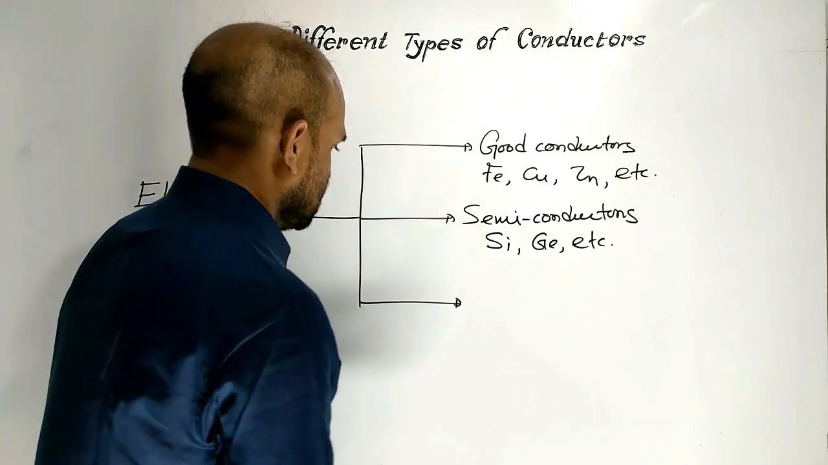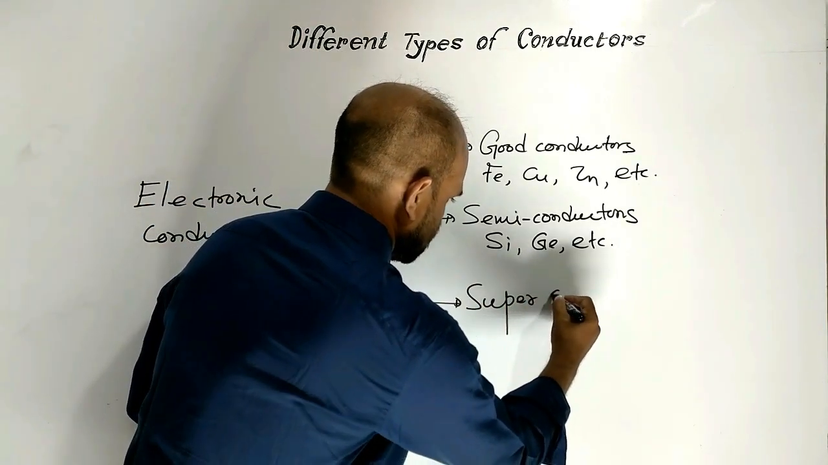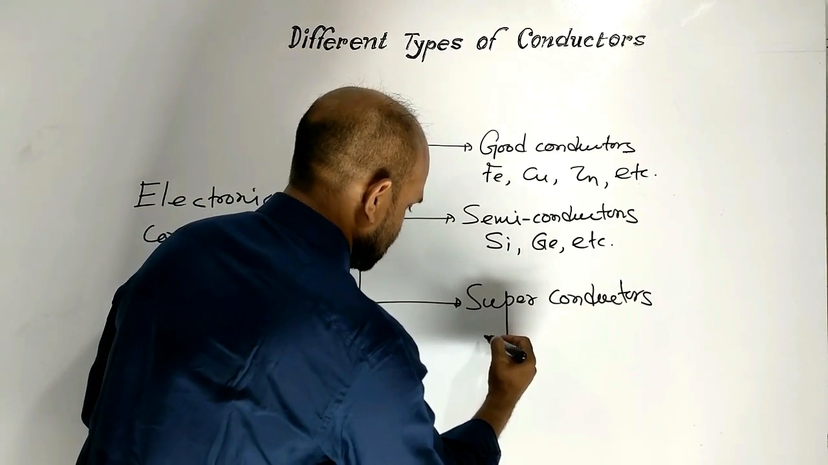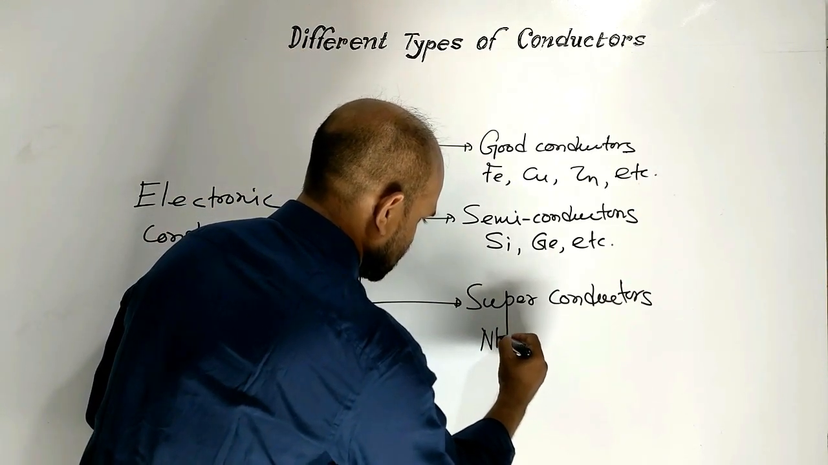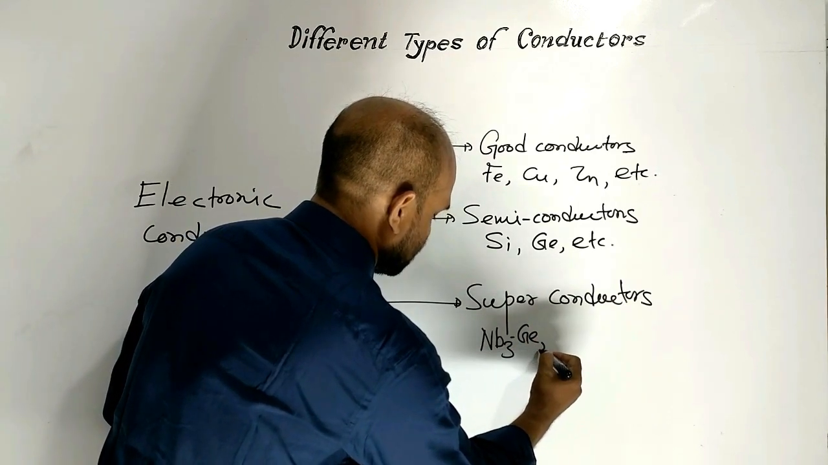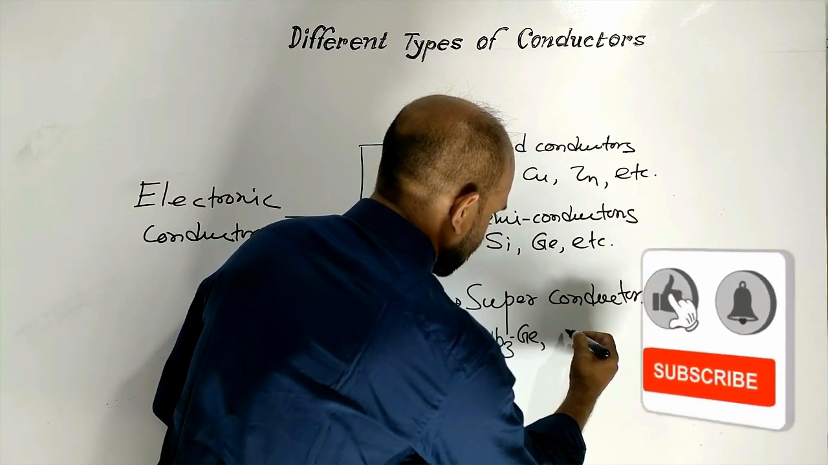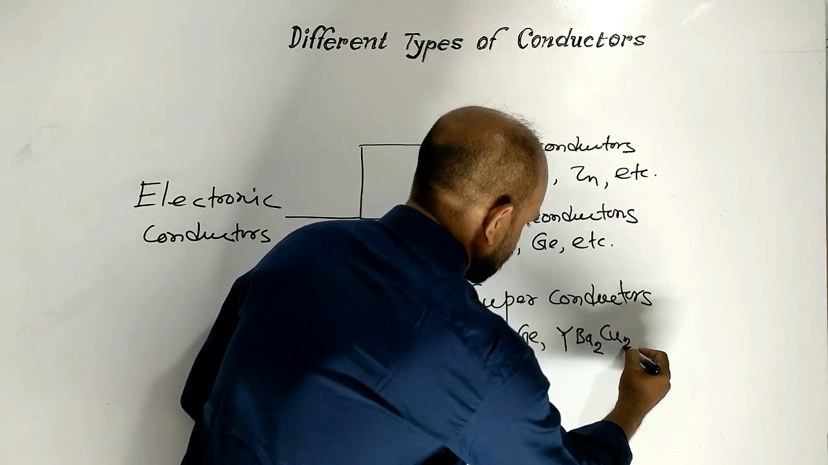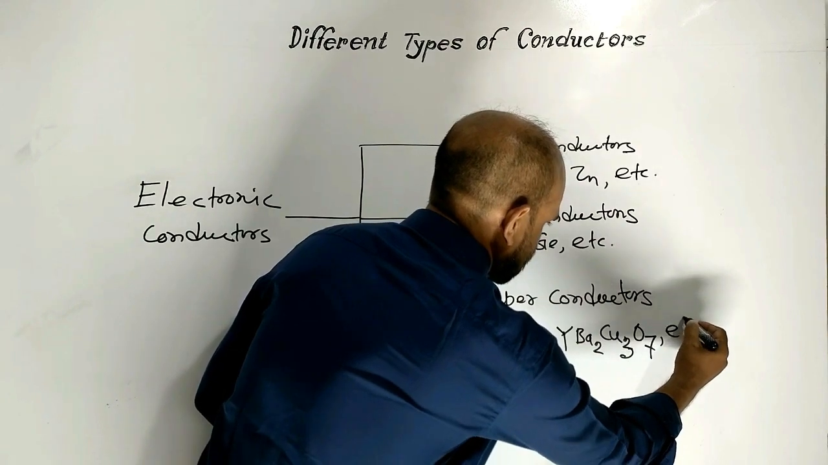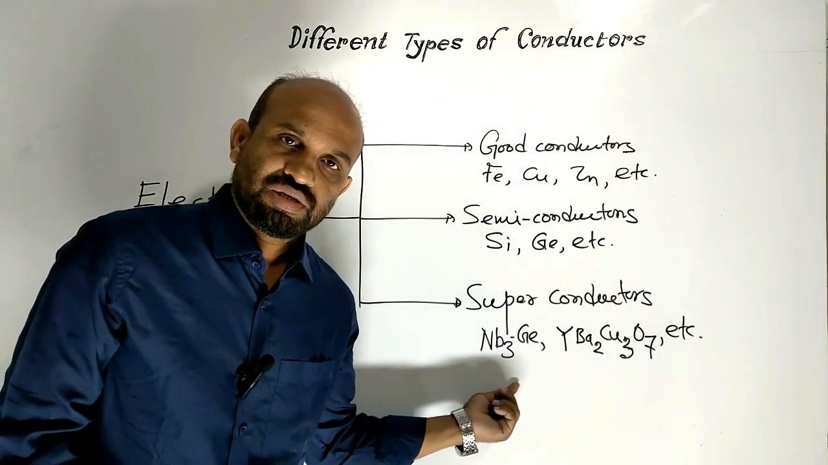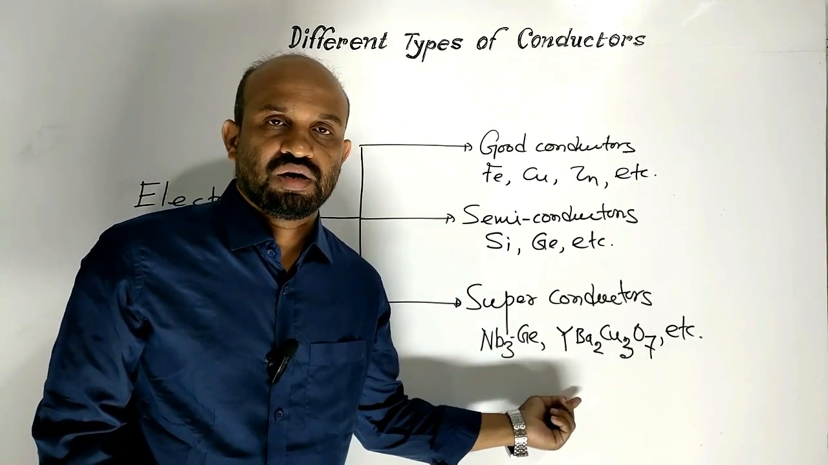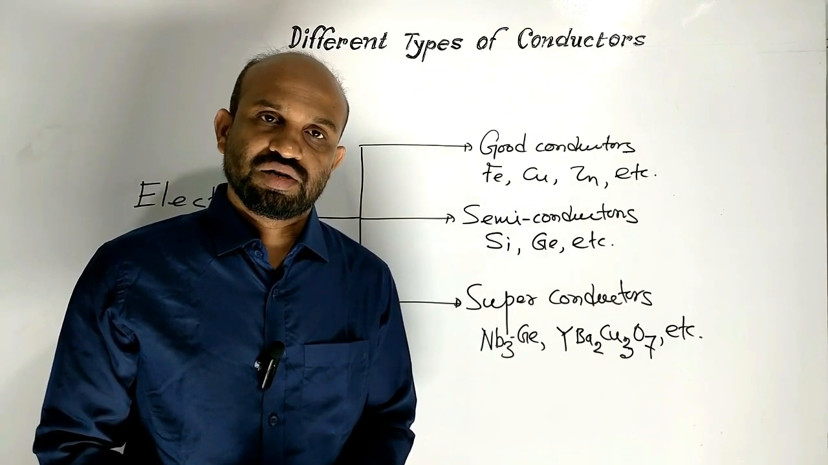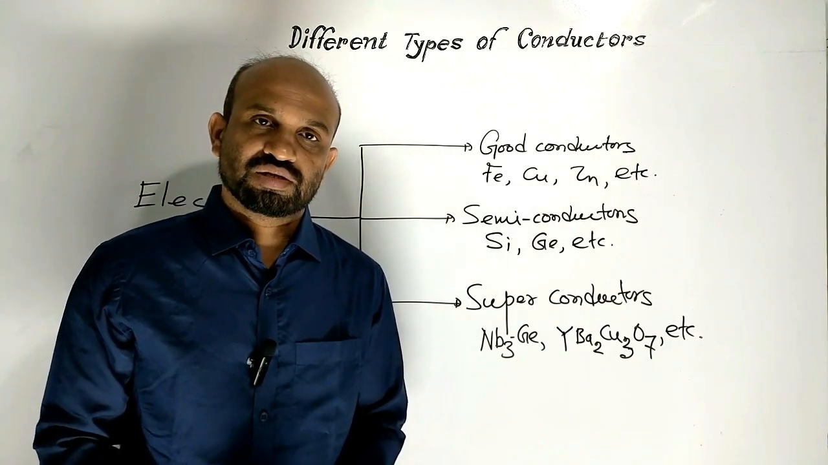Now let us see superconductors. Examples of superconductors are metallic alloys, suppose niobium, germanium. Then oxides of metal alloys like yttrium, barium, copper oxide. Metal alloys and oxides of metal alloys are superconductors. The conductors which can conduct electricity without electrical resistance, those conductors are known as superconductors.